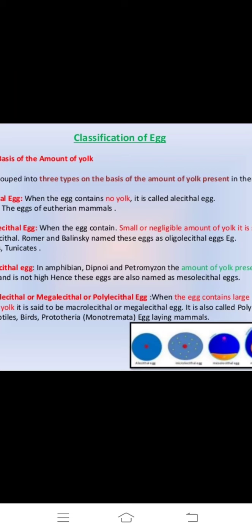amphibians we know it is microlecithal. Next, macrolecithal. Macro means a large amount of yolk is present. Examples are reptiles, birds, and prototheria like monotremata, egg-laying mammals. Example: duckbill platypus. Okay, we know this diagram.